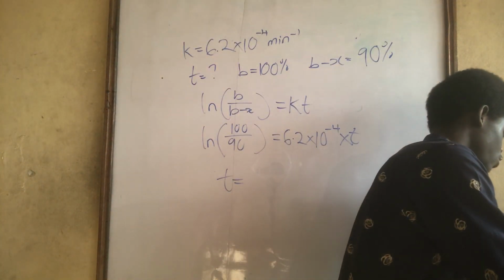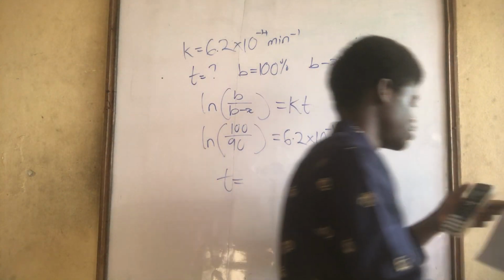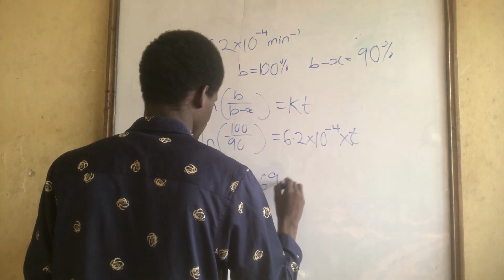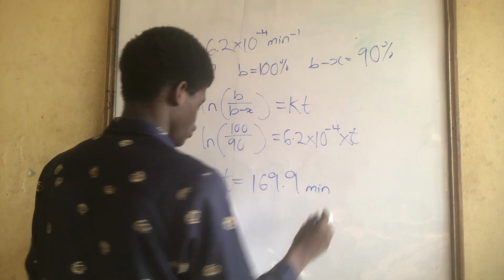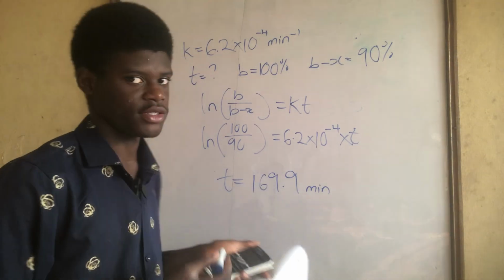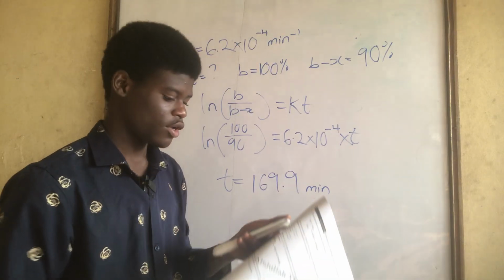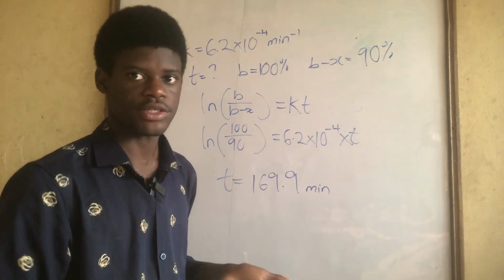And that was option B. It's actually 169.9 minutes, but in the option it is 170 minutes. If you approximate this, you get 170 minutes. So the answer is option B, 170 minutes.